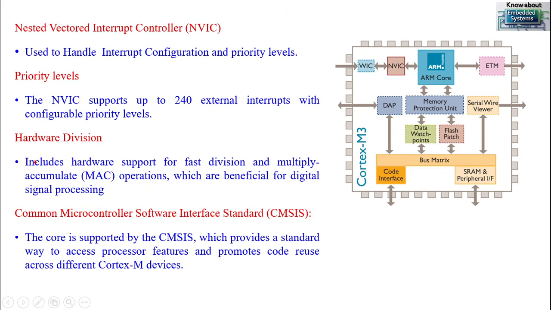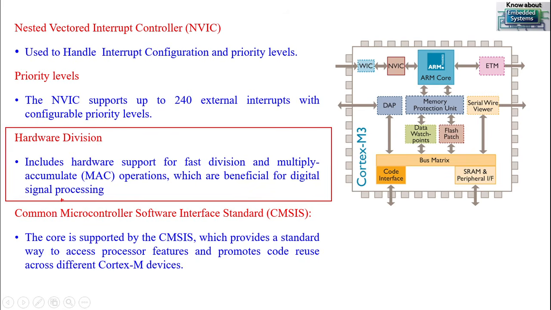And then we have a MAC here. The MAC stands for multiply and accumulate. This MAC is not visible on the block diagram, but this MAC unit will be available in the ARM core. It is also called hardware division or hardware multiplication.